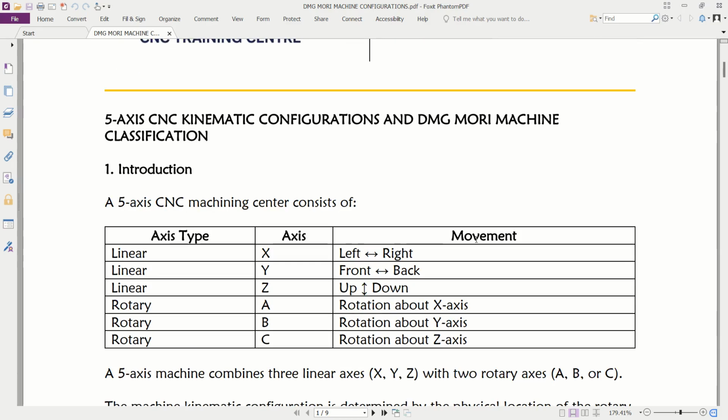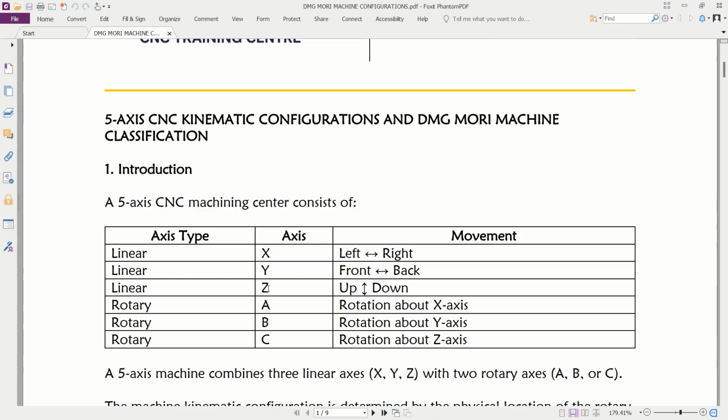In this introduction, the primary axes for most of these CNC machines are normally the linear axes, X, Y, and Z. The X axis normally moves from left to right and right to left, and the Y axis normally moves from front to back. And then the Z axis moves up and down, or down to up.